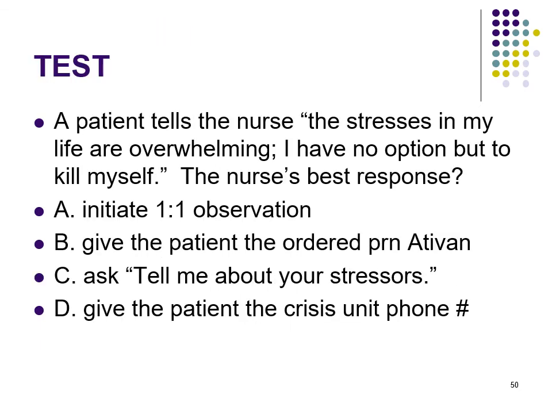All right, so just a few test questions here. Patient tells the nurse, quote, "The stresses in my life are overwhelming. I have no option but to kill myself," unquote. The nurse's best response: A, initiate a one-to-one observation order. B, give the patient the ordered PRN Ativan. C, ask, "Tell me about your stressors." Or D, give the patient the crisis unit phone number.